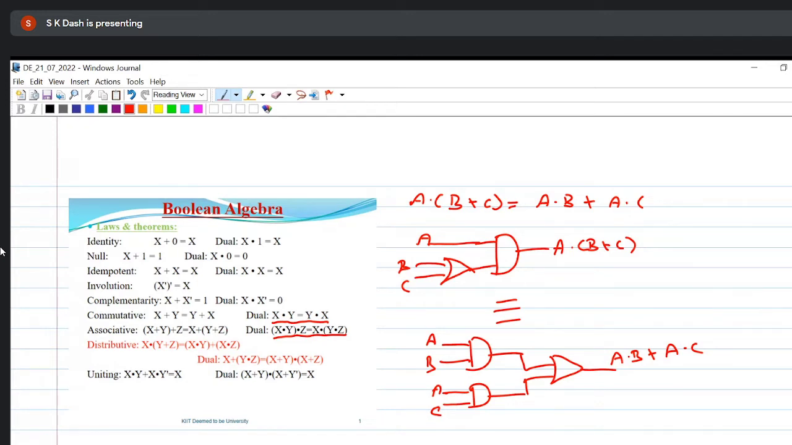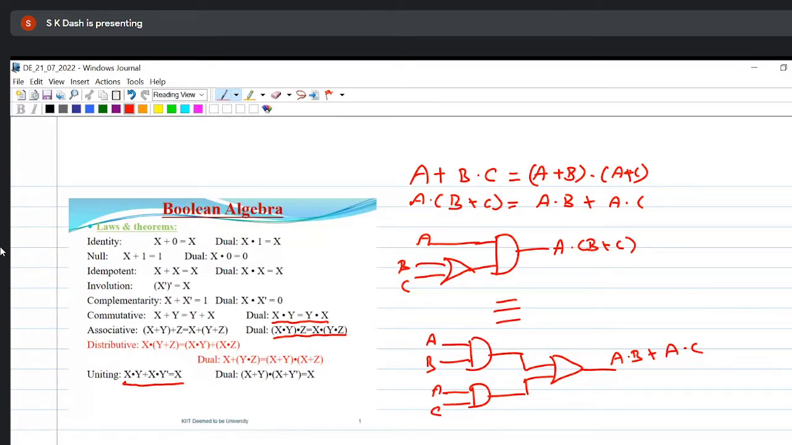Once it is proved, its dual is also proved. What is the dual of this? We can obtain the dual just by replacing dot with plus and plus with dot. So A plus B dot C will be equal to A plus B, dot, A plus C. Up to this much you already know, up to distributive. This is clear to you, because these are basic mathematics laws that we come across.